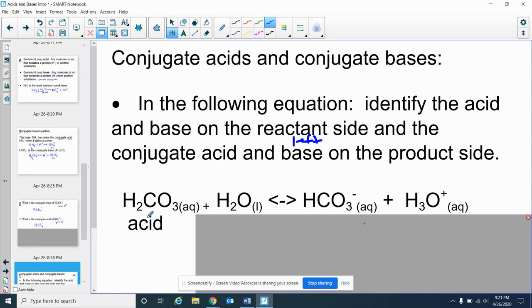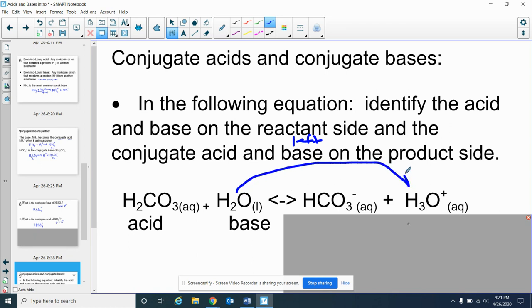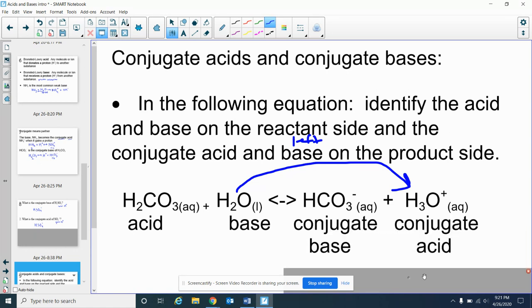And then if this is the acid, that means that water is acting as a base in this reaction, and bases are proton or hydrogen ion acceptors. So that's what happens to this. It's becoming this. It is gaining an H plus. So it's a base. But then when it has the H plus, it's now an acid.